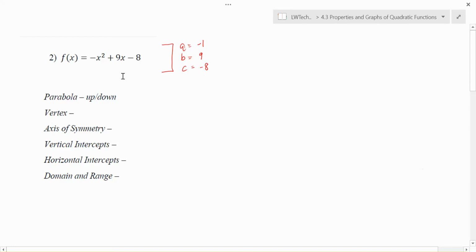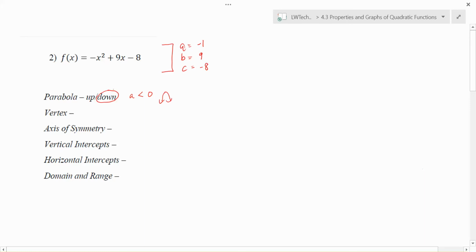As I look at this particular problem, because my a value is negative, my parabola will be opening down, because my a value is a negative number less than 0. That means that when I plot my points, I should be expecting them to come together to make this type of a shape, and the vertex will be a maximum value here.